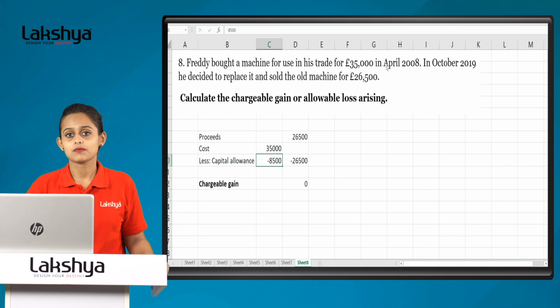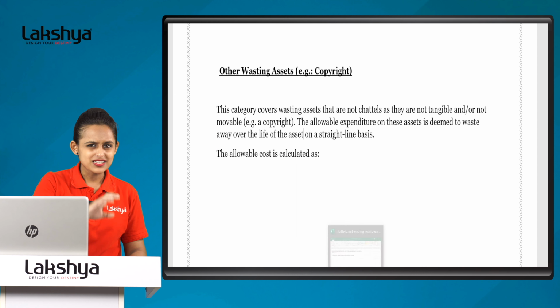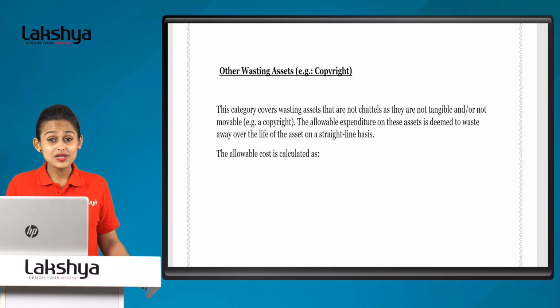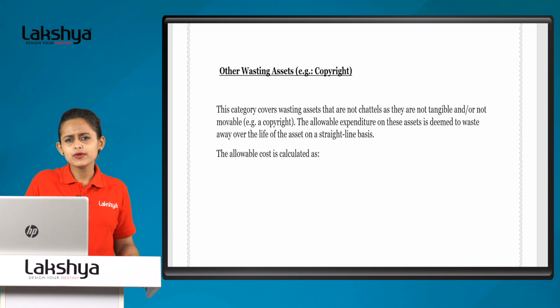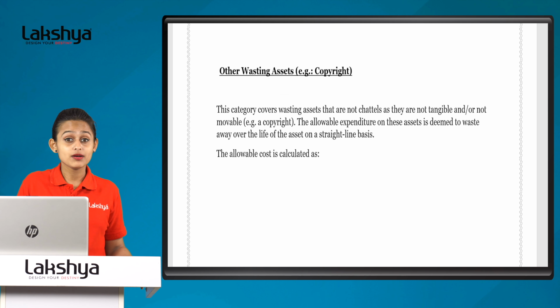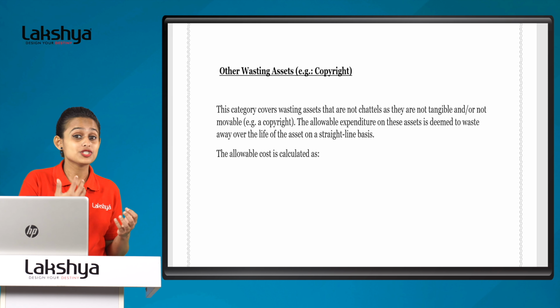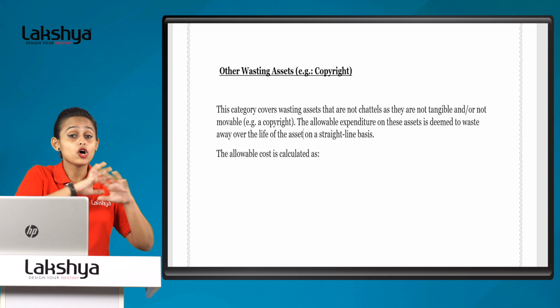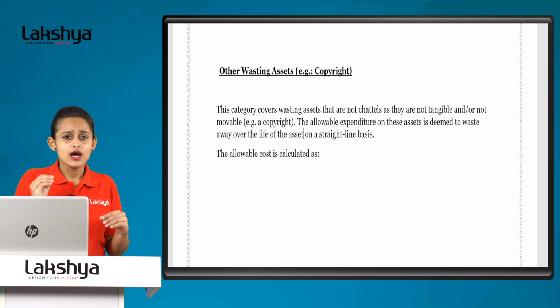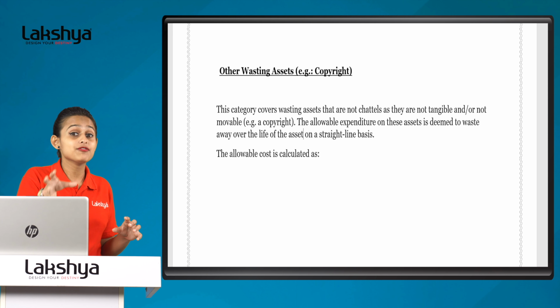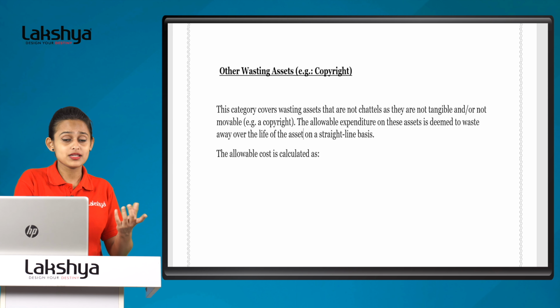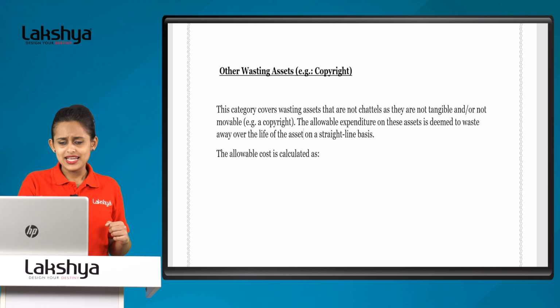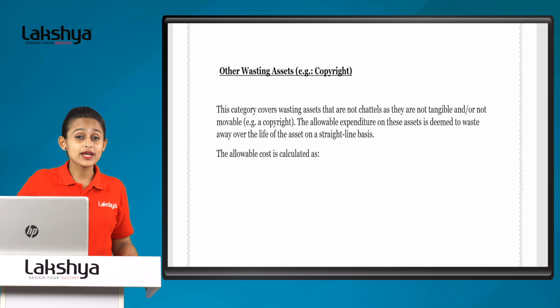So let's now go into one of the last areas of this chapter, other wasting assets. In this chapter we considered how to calculate when it comes to non-wasting chattels. We also saw how to do calculations for wasting chattels. Now we are going to another category which are not chattels, other wasting assets. Other wasting assets means assets with a life of less than 50 years, but they are not chattels. They are not tangible, they are not movable. An example is a copyright. If a copyright is being sold, you know how the chargeable gain arises.